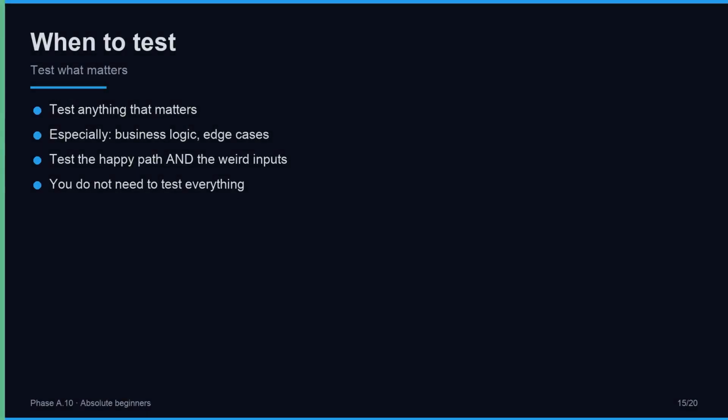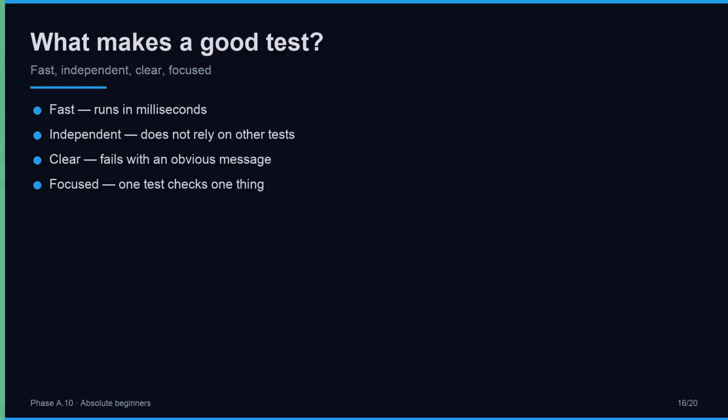The honest answer: test anything that matters. Business logic, the rules that make your app correct, deserves tests. Edge cases, empty lists, 0, negative numbers, very large inputs, deserve tests. The happy path, where everything goes right, deserves a test. But you do not need to test every line. Trivial glue code may not need a test at all. Aim for the parts where breakage would hurt. Test what matters.